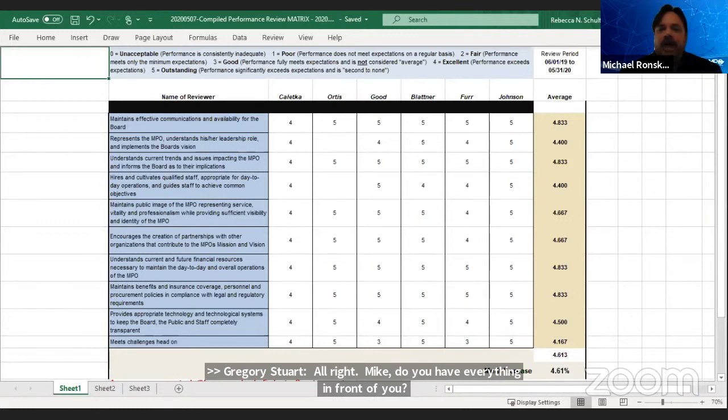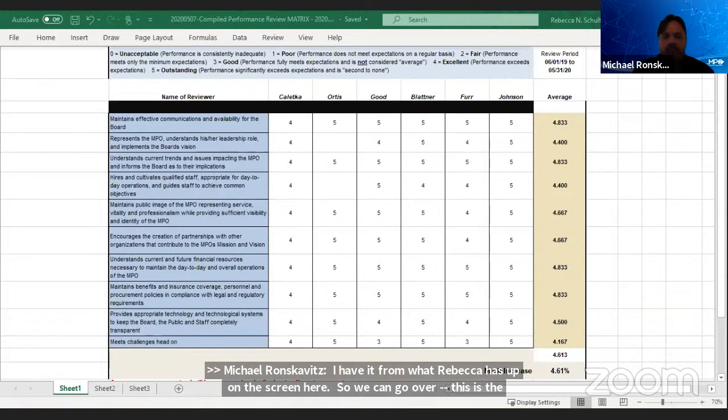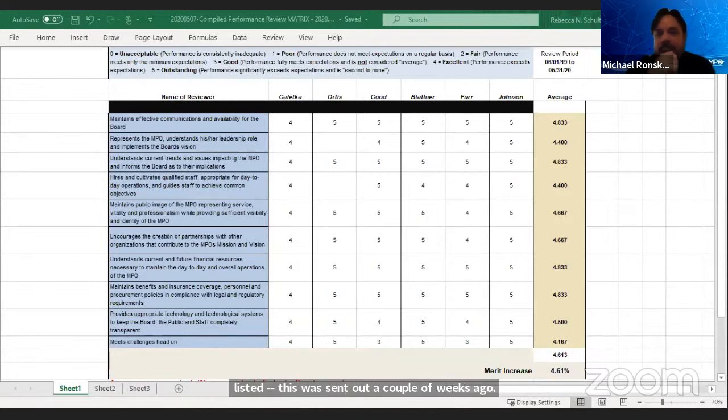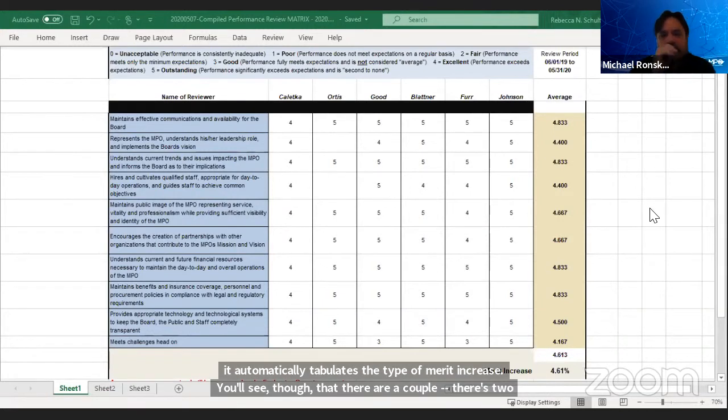This is the evaluation that we have had for the past several years for the executive director. He did submit his achievements over the past year. That's part of the agenda item. There are 8 criteria, and what you see here is the list. This was sent out a couple of weeks ago. We got feedback from the membership. Those scores were added to this spreadsheet, which automatically tabulates the type of merit increase. You'll see that there are 2 blank areas that I believe are for Ortis. The idea was that some can be filled in at the time of the meeting, or make any changes at this time. I don't know if the membership wants to go through each one of the items.